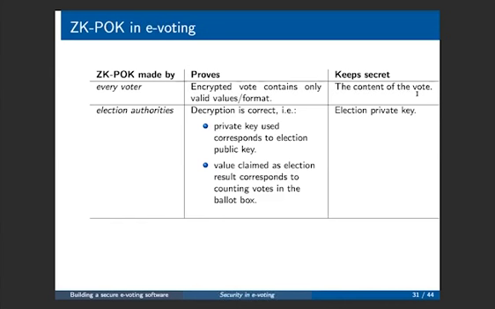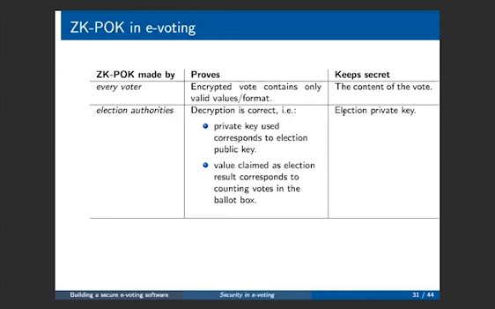Election authorities are also expected to generate zero knowledge proof of knowledge, proving that the decryption is correct. By that, we mean that the private key is the good one, that means the one that decrypts what the public key was encrypting. And also that the value claimed as the election result is the one that really corresponds to the ballots that are in the bulletin board.